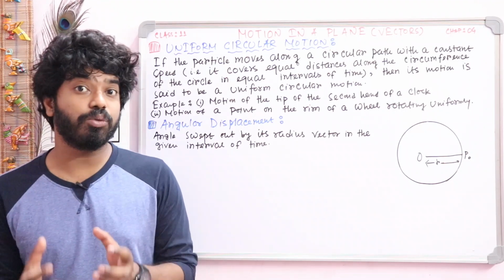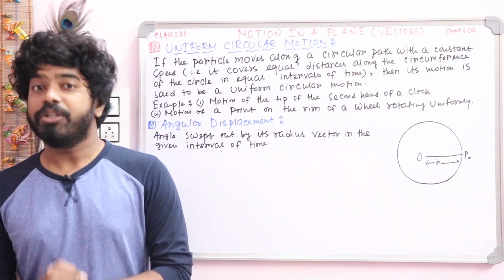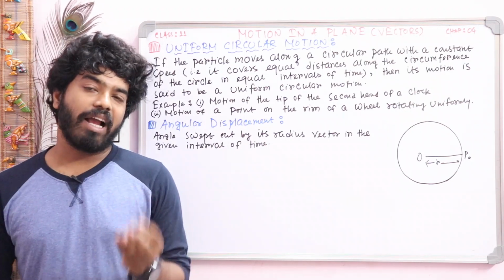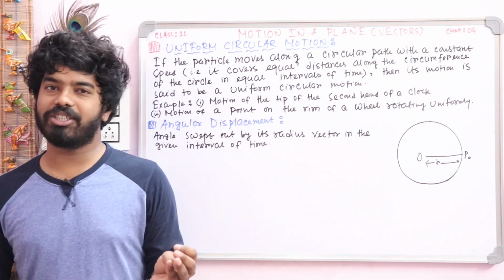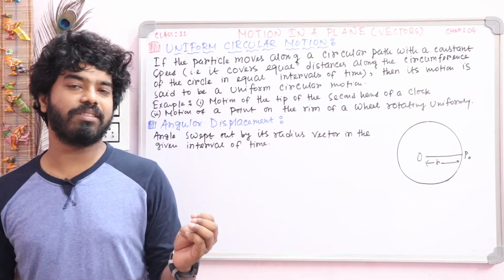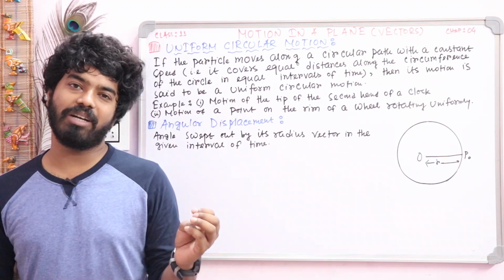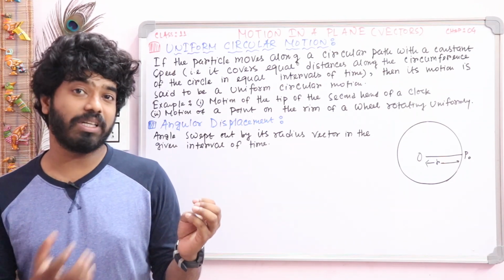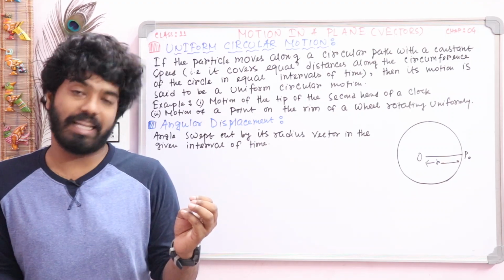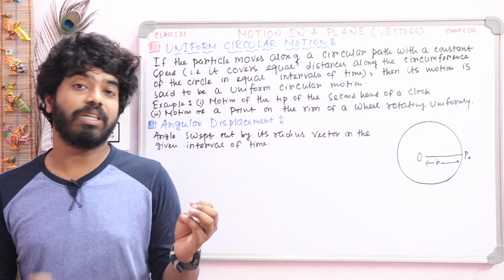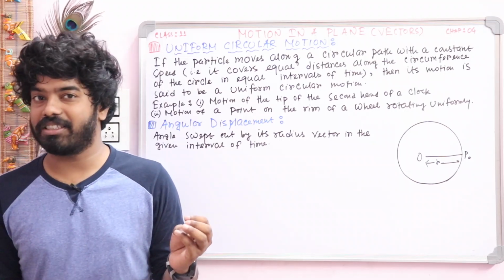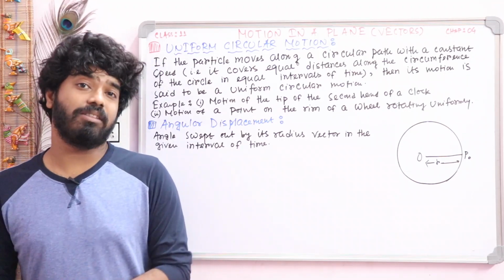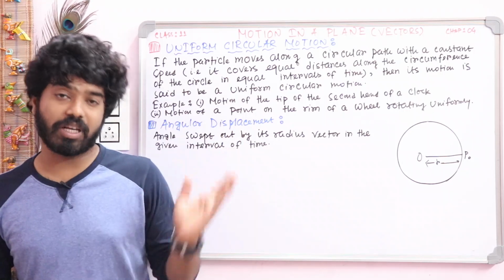So today what will we learn? Today we will learn angular displacement, angular velocity, angular acceleration, time period, frequency, and the relation between time period and frequency. Then we will prove the relation between linear velocity and angular velocity, and the relation between linear acceleration and angular acceleration. This is our basic part for uniform circular motion.